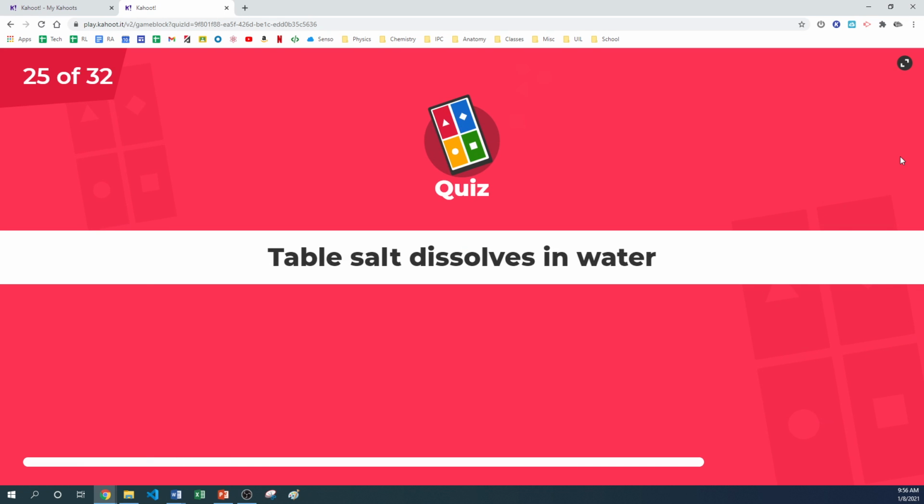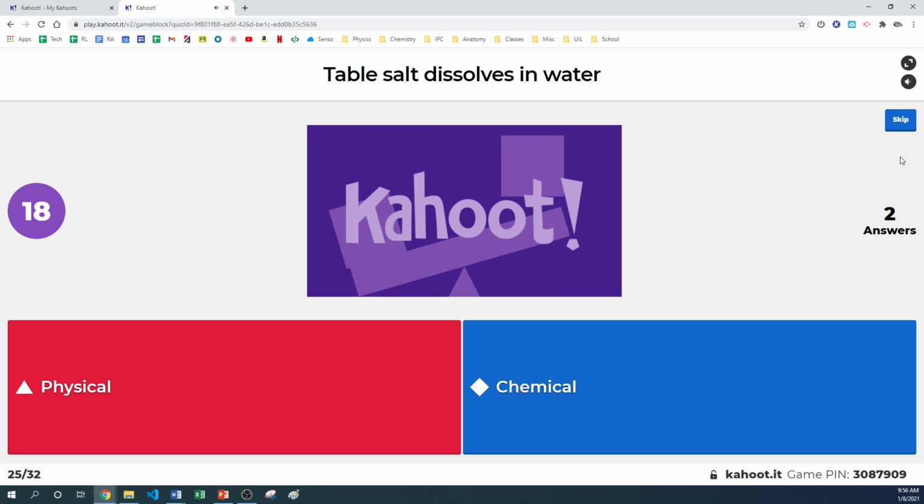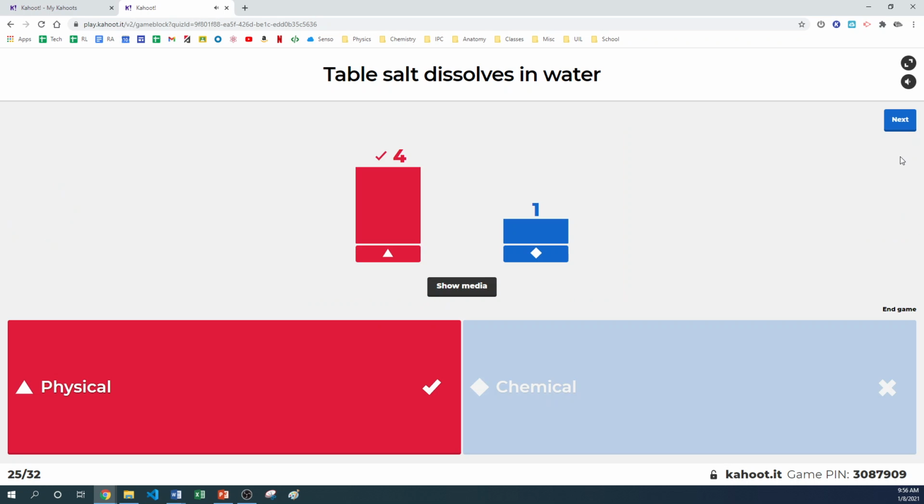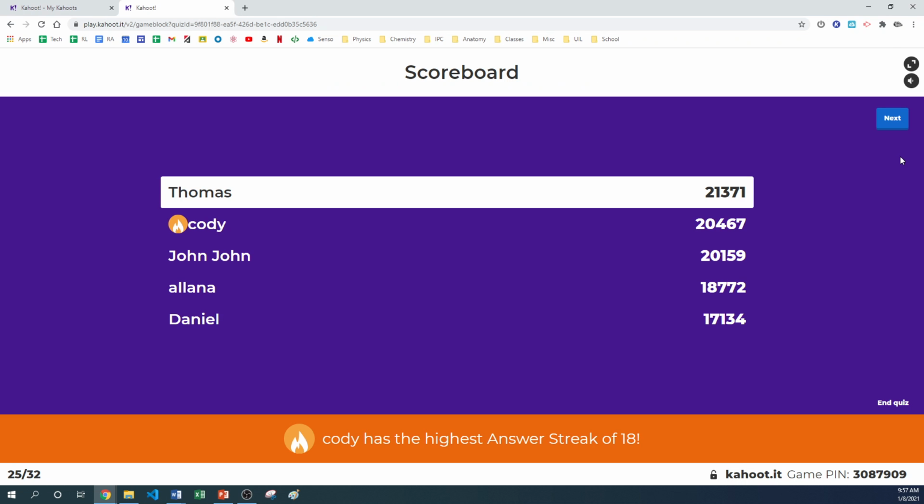Table salt dissolves in water. Oh my god. It's not chemical. Salt as a powder, when you put it in water, it still stays a salt. You're just breaking it up into smaller bits and distributing it throughout the water. And you can separate it by boiling the water away.